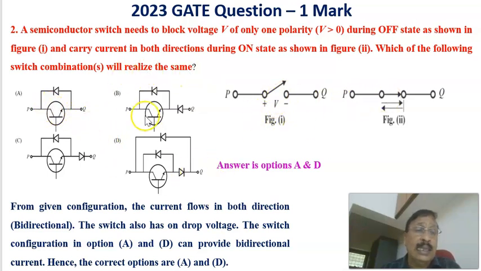Now the options A, B, C and D are given, and we can see that from the given configuration, the current flow is in both directions, or bidirectional.